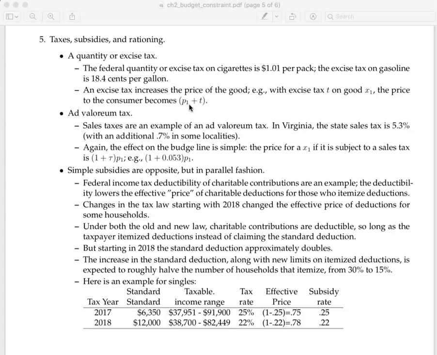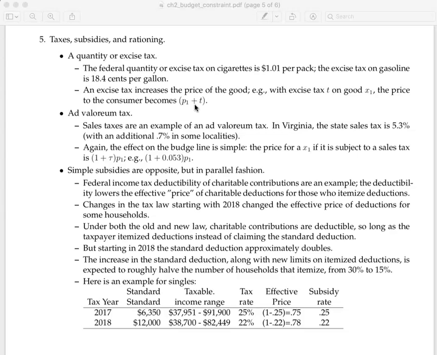So you could think about that tax. If the tax is 18.4 cents, if you have a good and it sells for $1, and you have an 18.4 cent excise tax, then effectively the price to the consumer becomes $1.18 per gallon. Ad valorem taxes work just the same way, except that they're percentage taxes rather than per unit purchased taxes. So the amount of the tax paid has to change with the amount of the purchase.